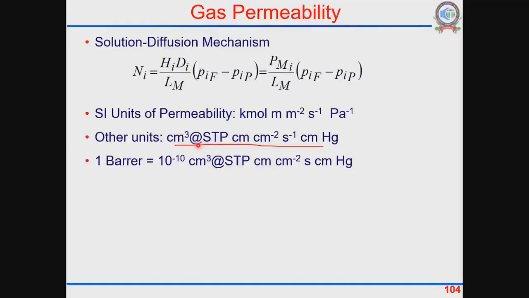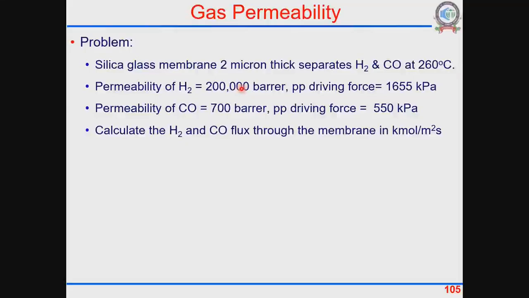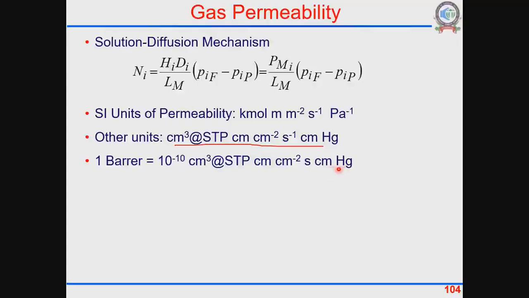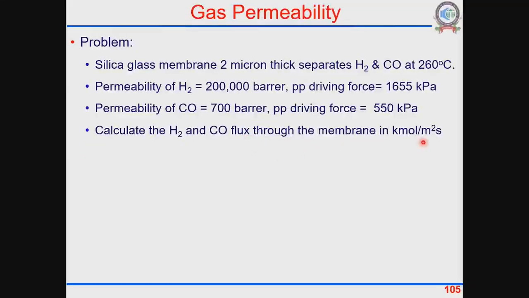So barrer is there, right? If you convert this driving force into centimeter of mercury and use barrer, you will get the flux in terms of centimeter cube per centimeter square per centimeter per second. If you multiply by centimeter of mercury, you will get flux in terms of centimeter cube at STP per centimeter square per second. You will have to convert that into kilomoles per meter square per second. So do this exercise yourself, then only go forward.